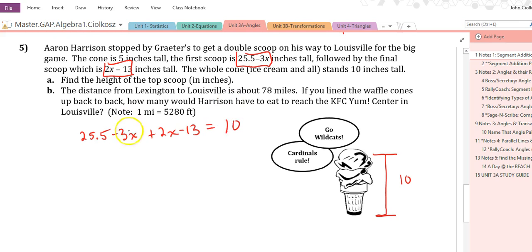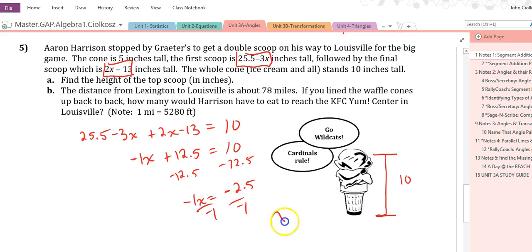So, solving. Let's combine these. It gives me negative 1x. Combining my numbers. Positive 12.5. Subtracting. And dividing. So x, what we're looking for there, the height of the top scoop in inches, is 2.5. Alright, part B, so that was our A here. So go ahead and take a minute now and get that down.